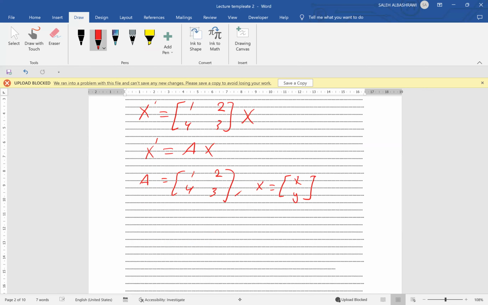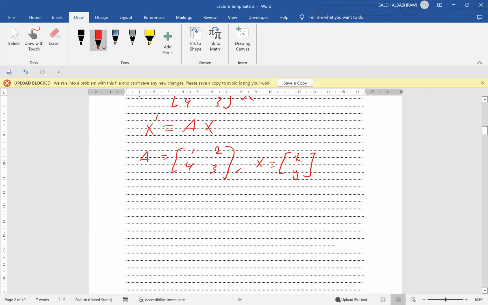Now I need to find the eigenvalues. So I need to find the determinant of A minus lambda I. This is equal to the determinant of the matrix with rows 1 minus lambda, 2, and 4, 3 minus lambda.